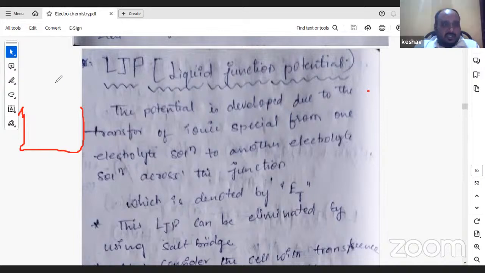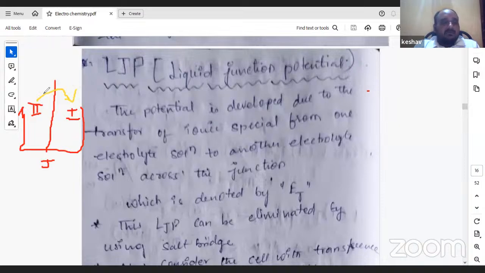So see here, what is the LJP? This is the junction. Whenever a direct transfer of ionic species occurs, this is the second compartment, with activity 2, and this is activity 1, as we considered in the previous concept. Some of the ionic species are transferred from activity A2 to activity A1.